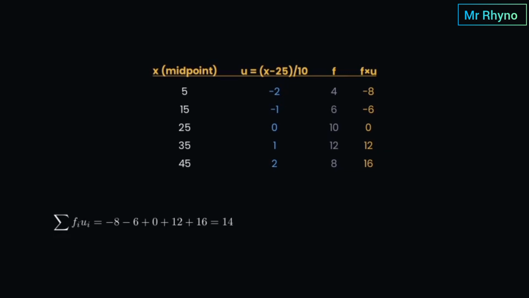Then to get the summation of fu, add all these values: negative 8 minus 6 plus 0 plus 12 plus 16, and this equals 14. We plug all these values in the formula and we have x bar equal to 25 plus 14 over 40 multiplied by 10, and that gives us a mean of 28.5. Wow!